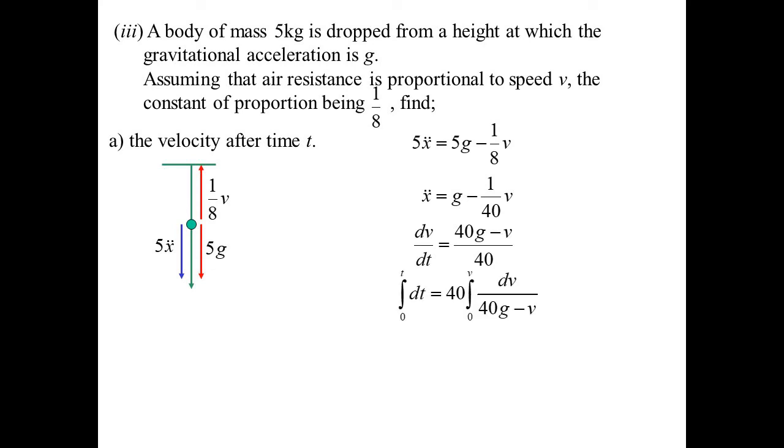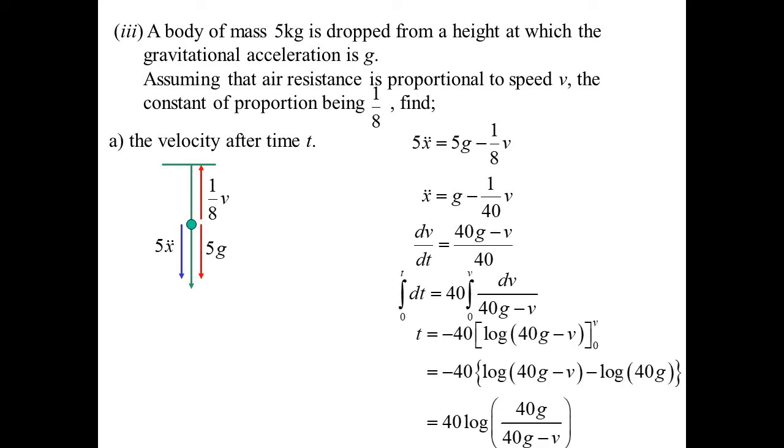And we've got a log function. Okay, so we get minus 40 log 40g minus v, sub in the v, sub in the 0, and I've ended up with 40 log 40g on 40g minus v. If they want the velocity after time t, I've found the time after velocity v, so I now need to make velocity the subject of this. Okay, so t on 40 is the log of 40g on 40g minus v.